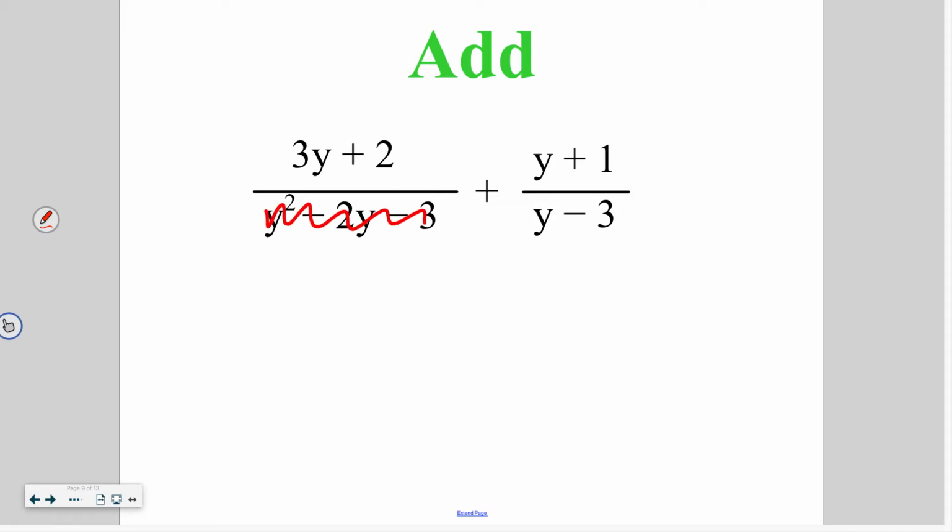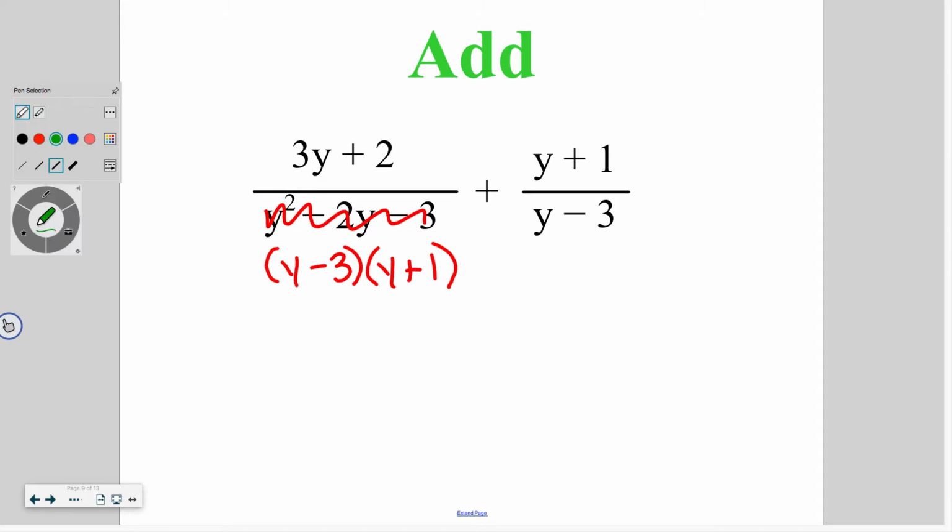I can replace this expression with y minus 3 and y plus 1. Negative 3 times 1 is negative 3. Negative 3 plus 1 gives me negative 2. So now I have my factors on the bottom. Notice I've got a y minus 3 and a y minus 3. This second fraction is missing a y minus 1.